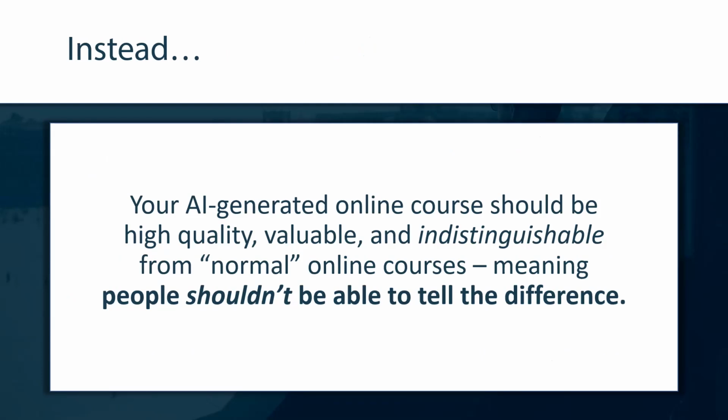Instead, your AI generated online course should be high quality, valuable, and indistinguishable from normal online courses, meaning people shouldn't be able to tell the difference. They're going to be buying your online course after it's been created by AI. Obviously, you're making the profit from that, and they're not going to tell the difference.